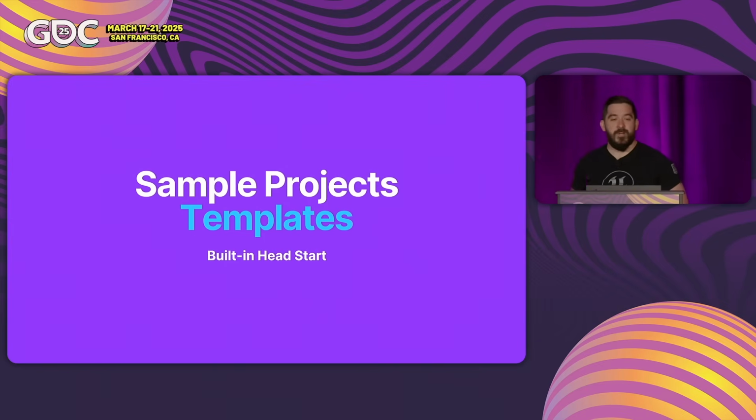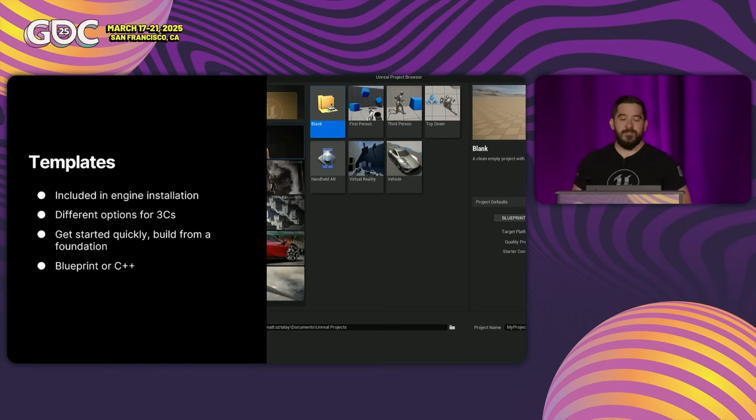We've got a number of sample projects and templates to give you a head start when you're making a project in Unreal. So the templates are things that you can make from the little project wizard when you're getting started with a new project. These are included in the engine installation, and they're a great way to get a foundation to build off of for a bunch of different 3C combinations: character, camera, control. So we've got first, third, top down, and so on. And you can choose if you want to do these as Blueprint or C++. So you can kind of compare and contrast the two options. And all of these things can be changed later. You're not locked into one thing or the other.